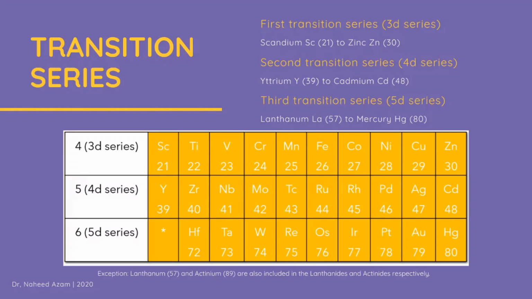In between this, there will be inner transition elements from 58 to 71. The lanthanum 57 and actinium 89 are included in lanthanide and actinide series respectively.